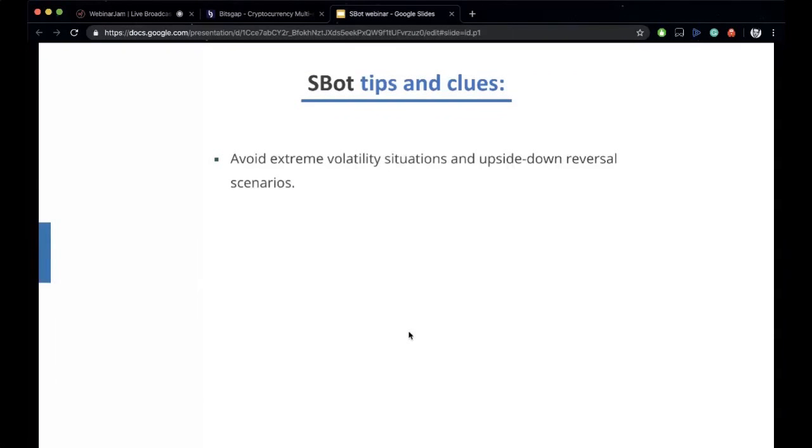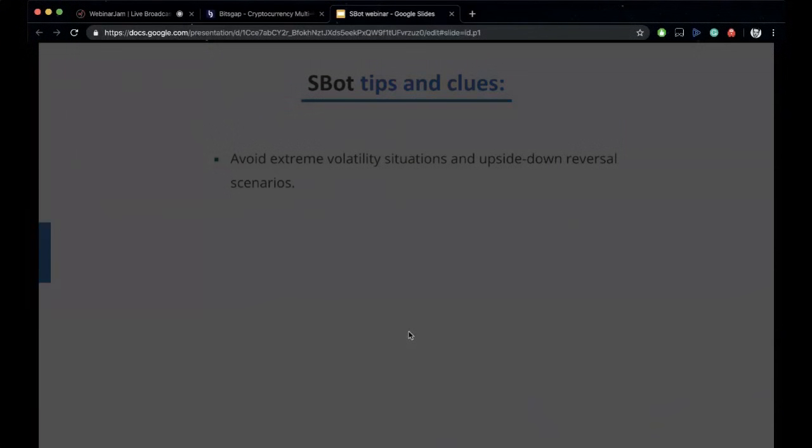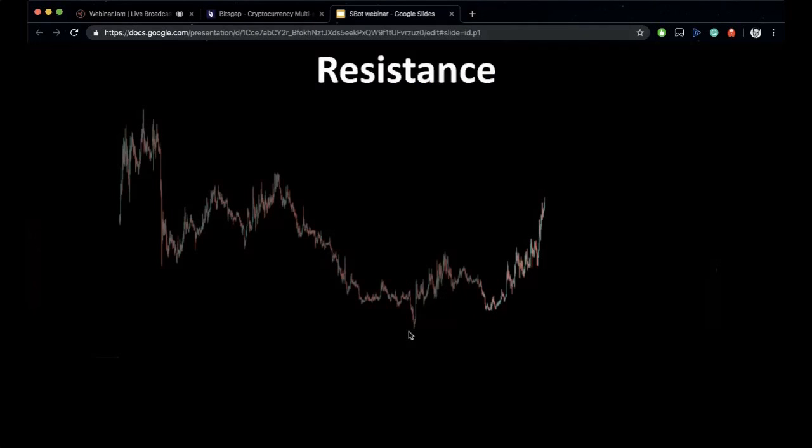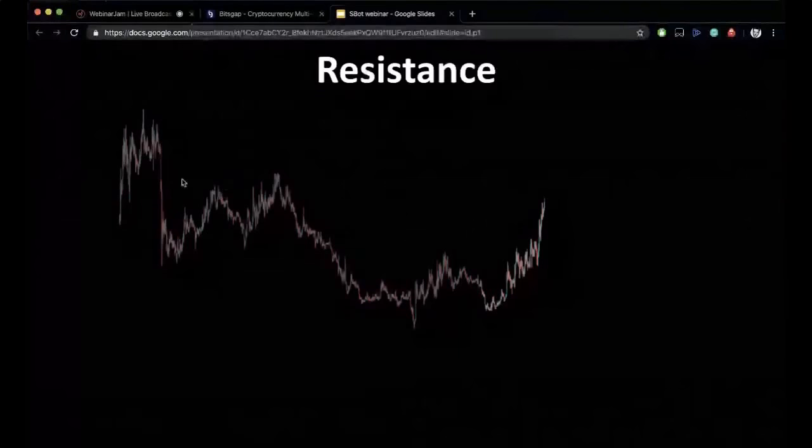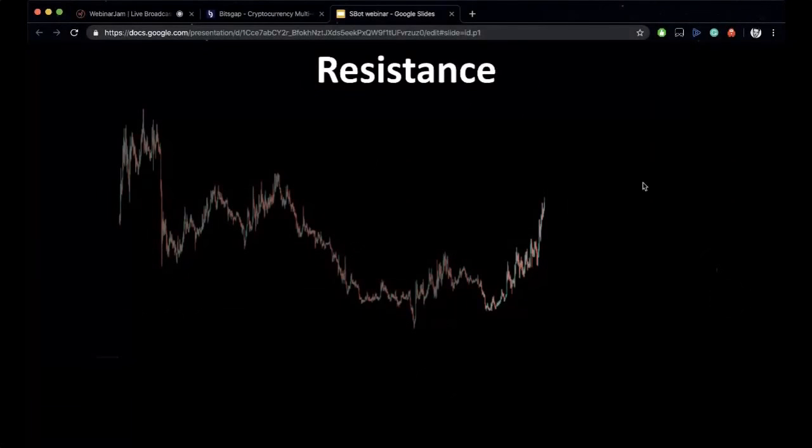So what are the tips and clues? First of all, you should avoid extreme volatility situations and upside-down reversal scenarios. So follow me, I will tell you what I'm talking about. Let's say you see this kind of scenario on the market, where the price is heavily going upwards. It's surging tremendously, and it's approaching the key resistance level.